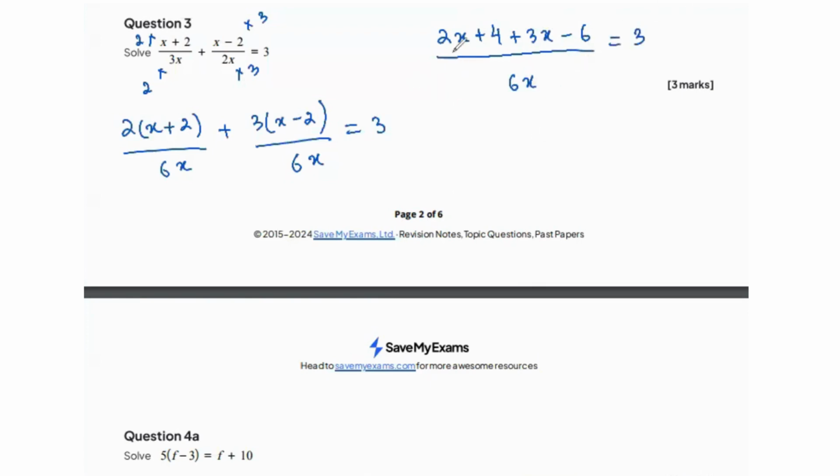Cross multiply, combine the like terms in the numerator. So 5x minus 2 equals 18x. Negative 2 equals 18x minus 5x, which is going to be 13x, and negative 2 divided by 13 is the value of x.